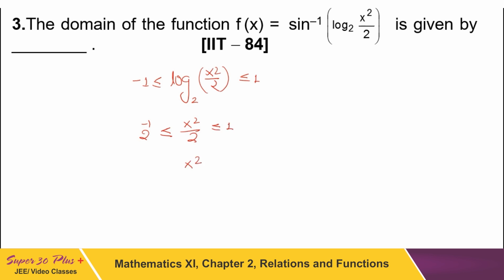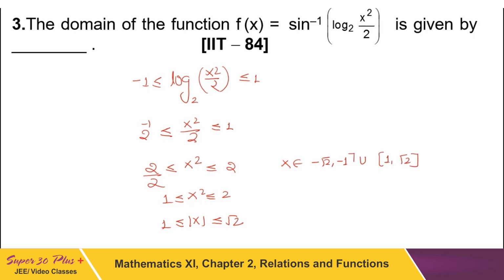Now x square is greater than or equal to 2 upon 2 and less than or equal to 2. Now x square lies between 1 and 2. That's why mod of x lies between 1 and root 2. The solution of this inequality will be x belongs to minus root 2 to minus 1 union 1 to root 2, closed intervals. This is our answer.